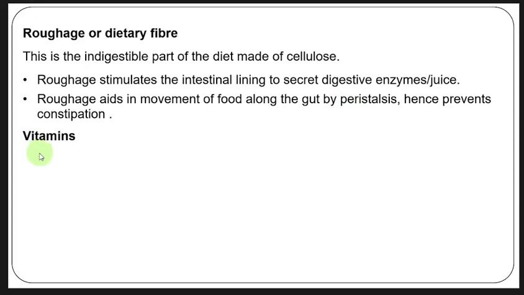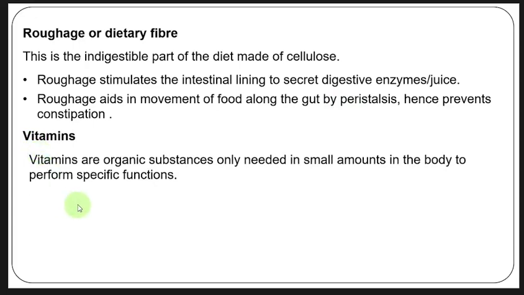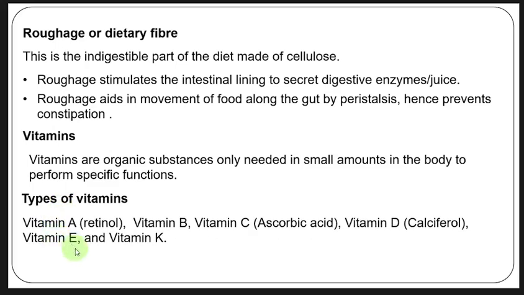All right, so from here now we move to vitamins as the nutrients. So what are vitamins? Vitamins are organic substances only needed in small amounts in the body to perform specific functions. All right, so let's look at types of vitamins. So we have vitamin A, which is also known as retinol, vitamin B, vitamin C, which is also known as ascorbic acid, then vitamin D, which is also known as calciferol, and then we have vitamin E and also vitamin K.